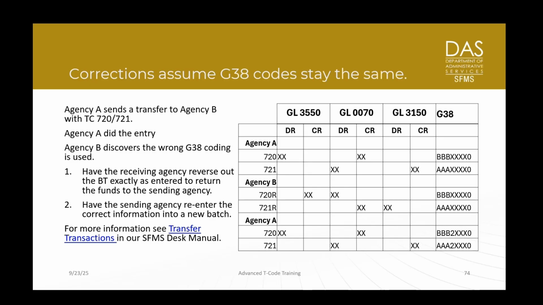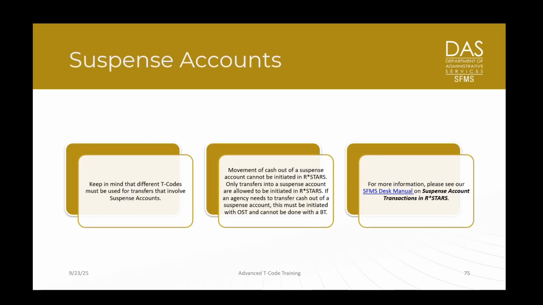So we suggest that if you're at all thinking it might impact the statewide balancing report, that way we don't have any issues. And then for more information, you can see the transfer transactions in our SFMS desk manual. It goes over more information on the GASB 38. So suspense accounts, you could always check with your SARS analyst too. If you were curious about the statewide balancing impact, they're the best source there.